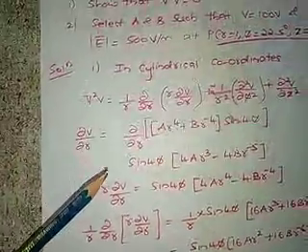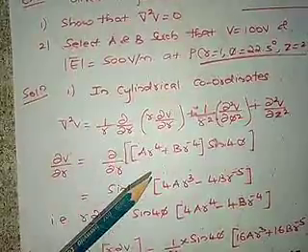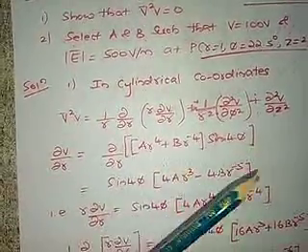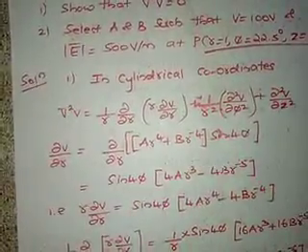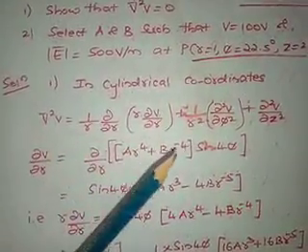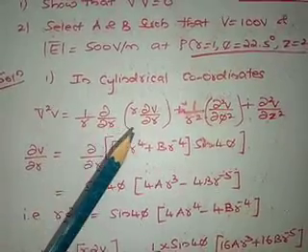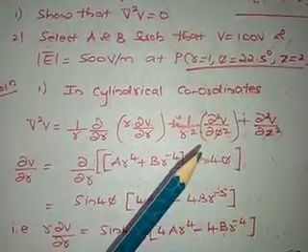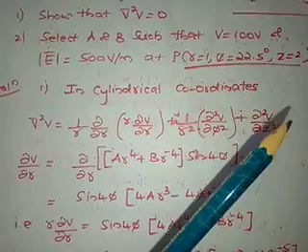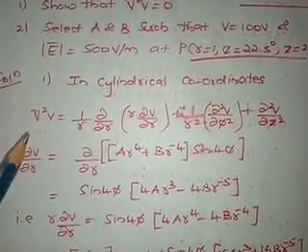So dou V by dou R is equal to dou by dou R of AR raised to 4 plus BR raised to minus 4, sine 4 phi, right? So we have to find individually these terms. This is the equation for del square V in cylindrical coordinate system. We have to find R dou V by dou R, then 1 upon R dou by dou R of R dou V by dou R, then 1 upon R square dou square V by dou phi square and dou square V by dou Z square, and then substitute in this equation and see whether del square V is 0 or not.